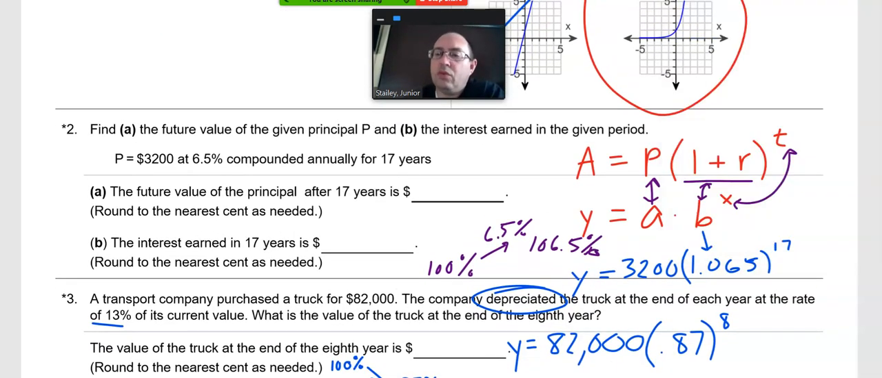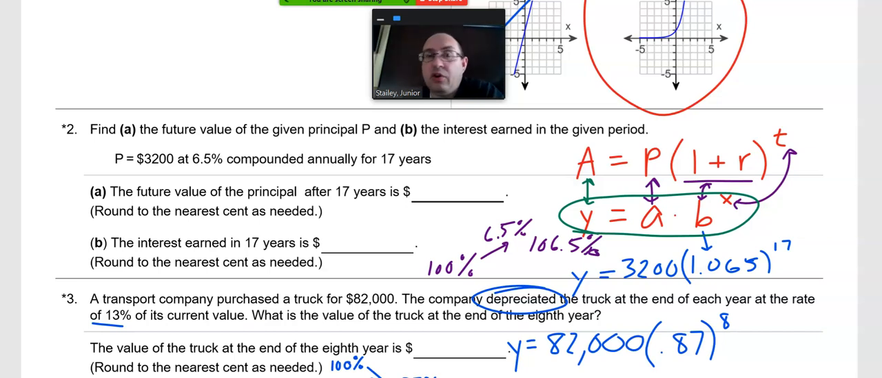Now, y equals ab to the x. We're familiar with that. But there's a compound interest formula that I'm trying to show you in this example. It's exactly the same function. It just looks different. The amount of money that you're going to have after so many years, that's what A represents. That's how much you're going to have left at the end. P represents the principal, right? That's how much you've been given.